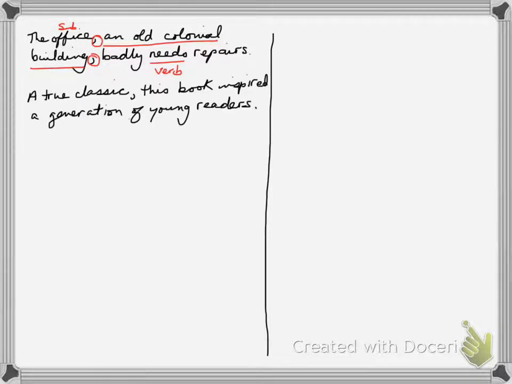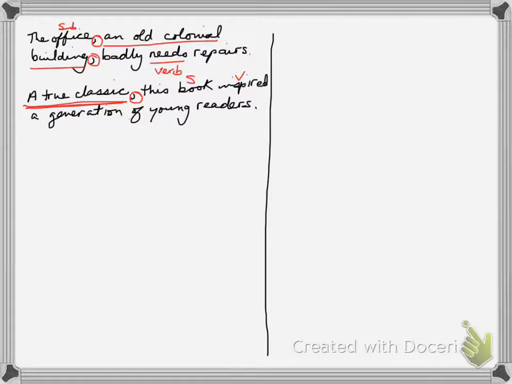My sentence: a true classic. This book inspired a generation of young readers. The subject of the sentence is book. The verb is inspired. A true classic is the appositive, and it's separated from the main sentence by a comma.